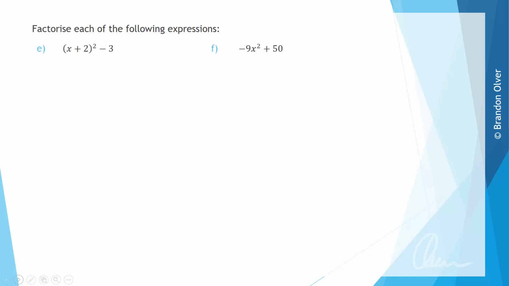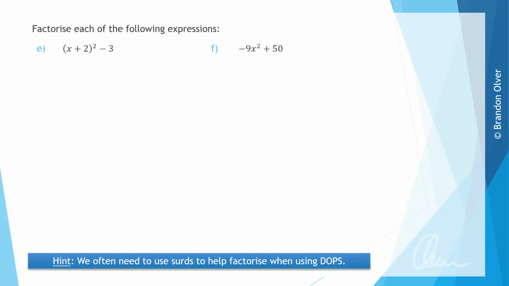For part E, we want to factorize x plus 2 all squared minus 3. And again, there's no highest common factor, so that means that we can try and use DOTS because there is a positive term and a negative term. However, this time, that 3 is not a square number like 49 was last time. So the hint here is that we often need to use surds to help factorize when we're using DOTS. So even though the square root of 3 is not an integer, the square root of 3 can be written as just that, the square root of 3.